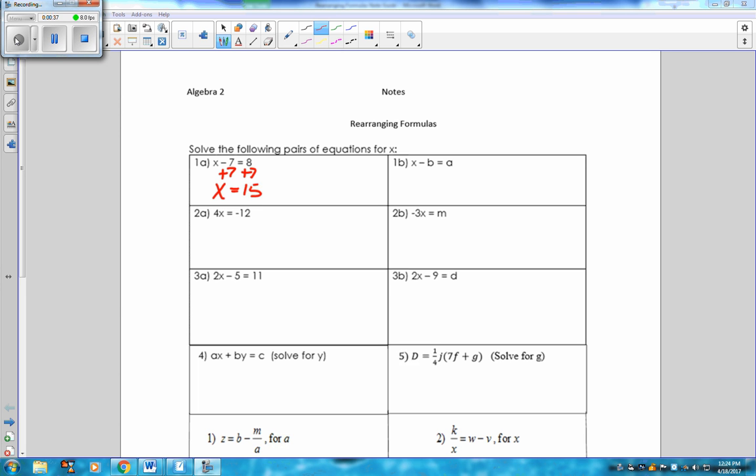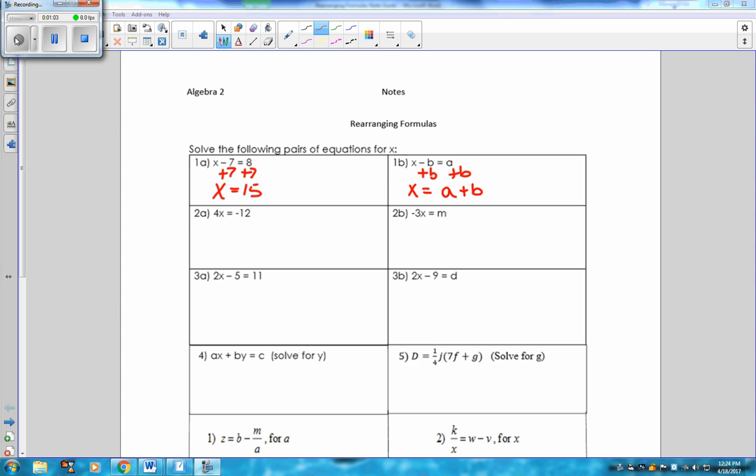If we look, problem 1b says x minus b equals a. To solve for x, I'm going to add b to both sides, because the inverse of subtraction is addition. So I'm left with x equals, because a and b are not like terms, I have to leave a and b separate. So I'm going to have a plus b.